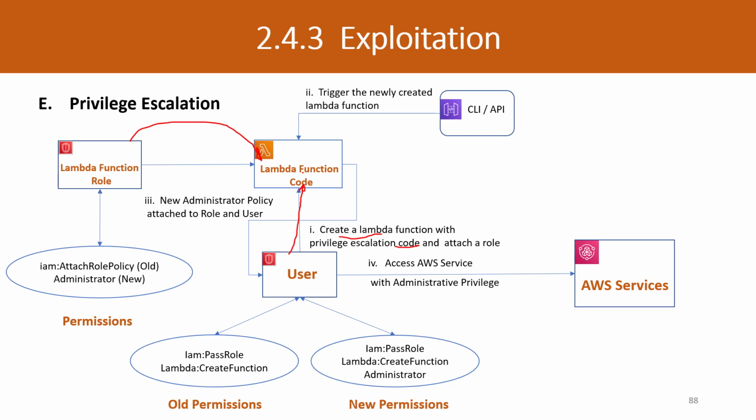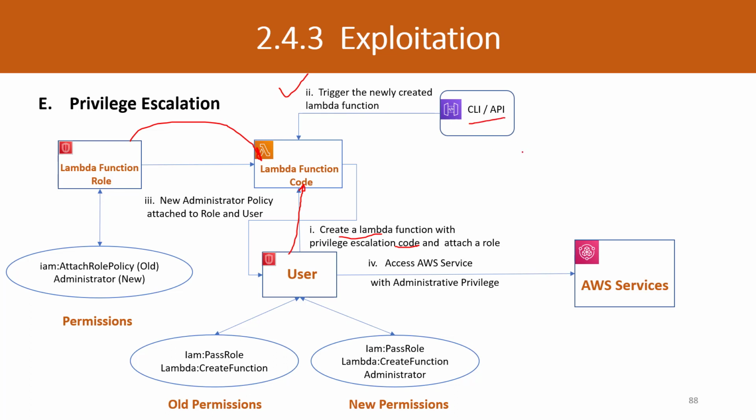But if you don't have one, you have to find another way to invoke this function. Because once you invoke it, the code which you mentioned there will be executed. Otherwise it will just sit there. The second thing we are going to do is trigger the newly created Lambda function using the CLI or API.